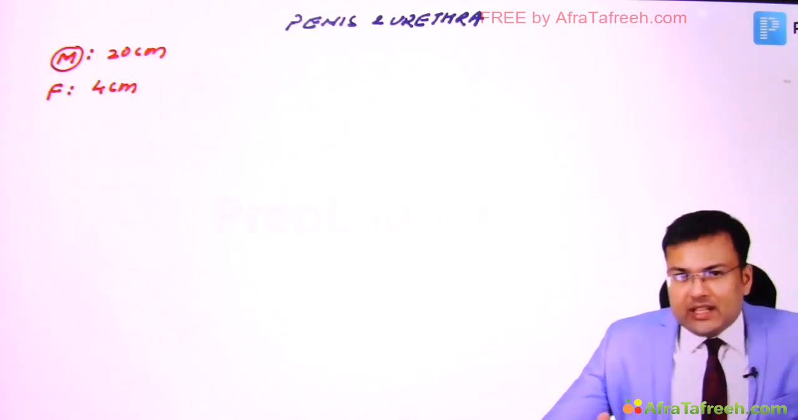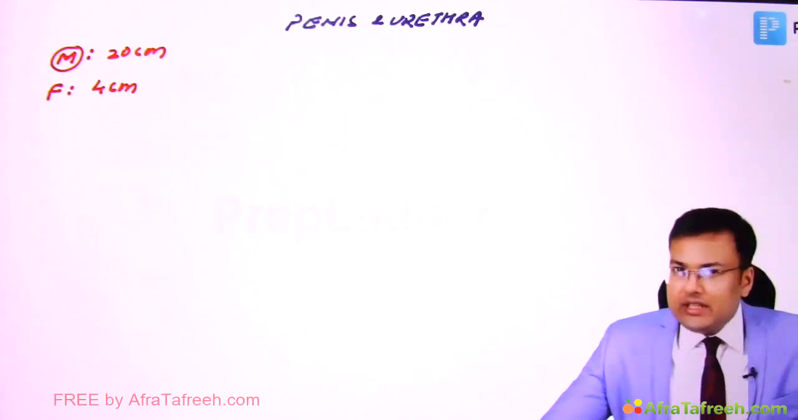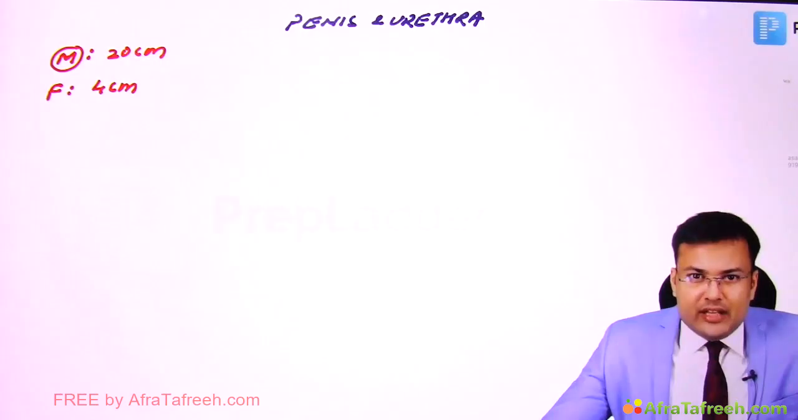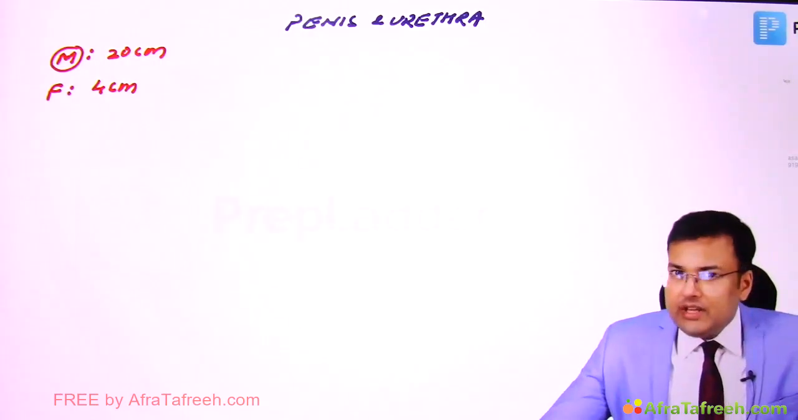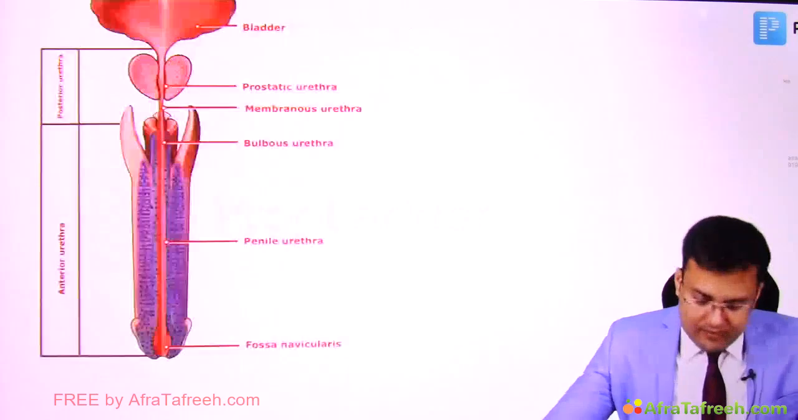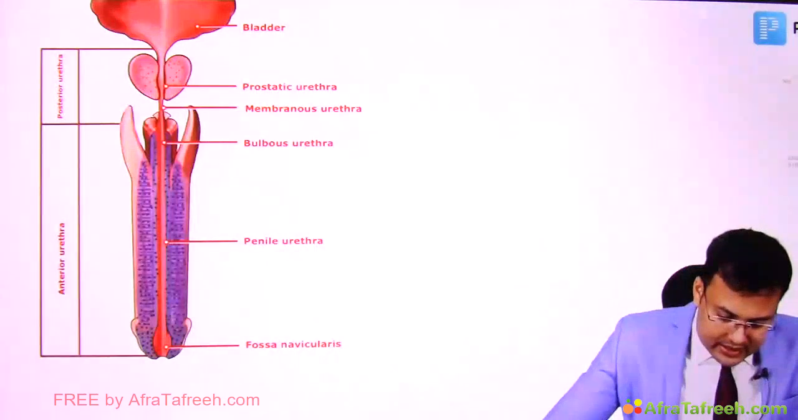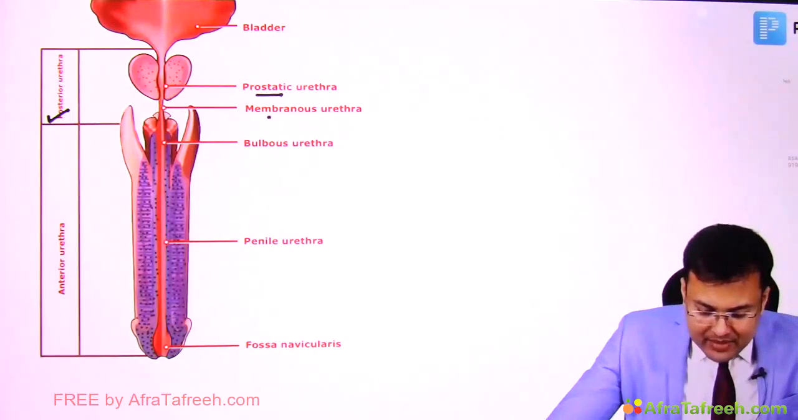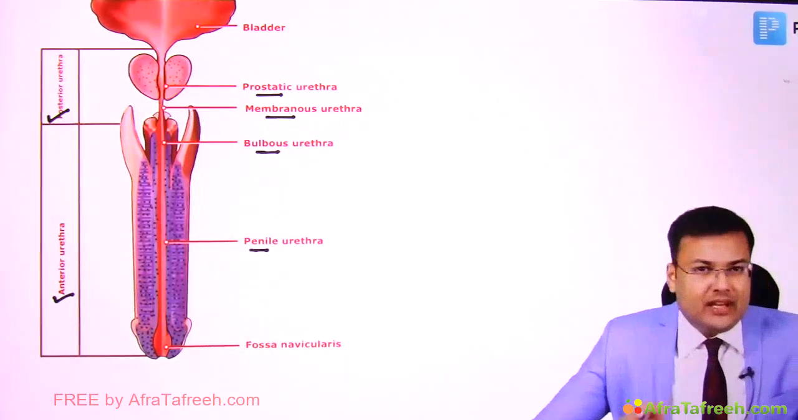After that, urethra is divided into anterior urethra and posterior urethra. What are the parts of anterior urethra? It's penile and bulbar. And the parts of posterior urethra are membranous and prostatic urethra. So here you can see this is posterior urethra, and the parts are prostatic and membranous, and this is anterior urethra, and the parts are bulbar and penile urethra.